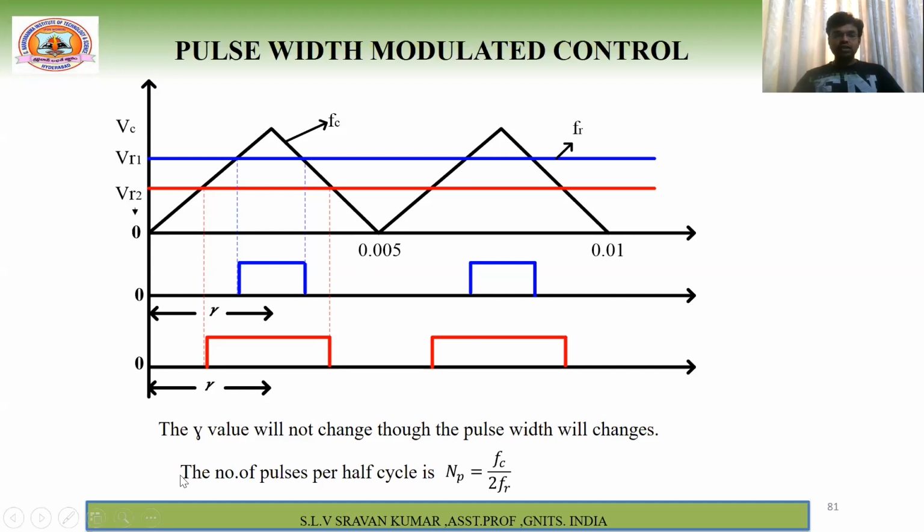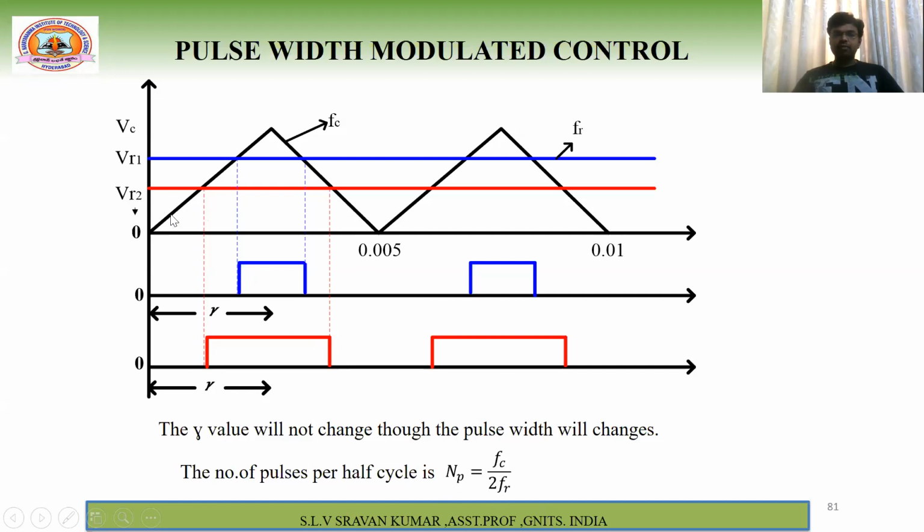So now what is this? The number of pulses per half cycle is FC by 2FR, right? What is FC? It is nothing but 200 hertz. Then 2 into FR. What is FR? 50 hertz. Therefore, 200 divided by 100 is 2. So this is the formula for the number of pulses per half cycle, right?